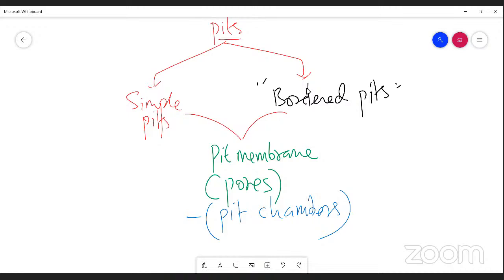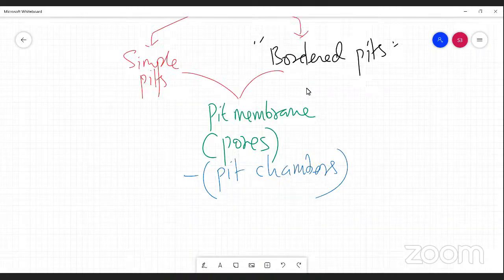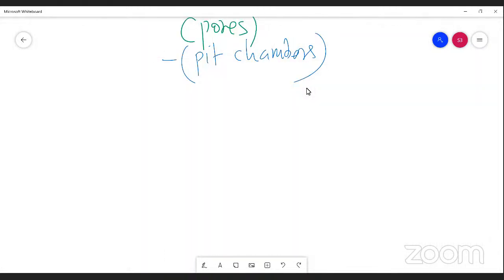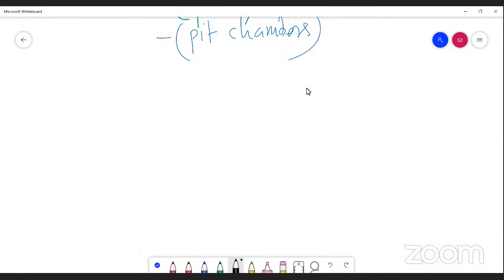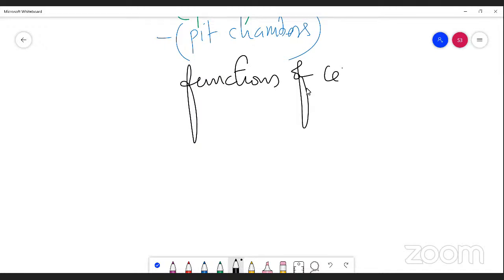Okay. Next we pass on to the functions of the plant cell wall. So far we have discussed what the cell wall is and what types of cell wall there are. Now I am going to introduce the functions of the cell wall.